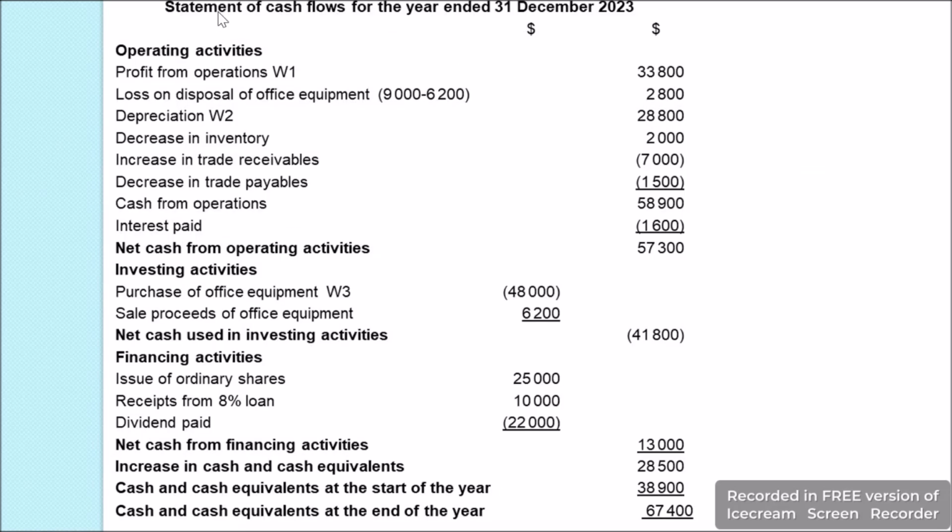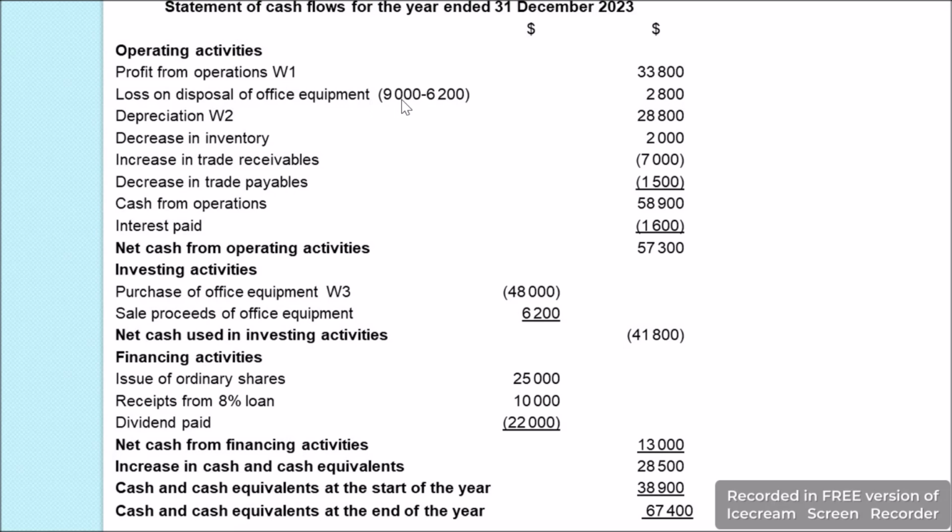Now let's make the statement of cash flow for the year ended 31st December 2023. We'll start with the operating activities, in which we take the profit from operation, which we have calculated in the first working notes as $33,800. Next, loss on disposal of office equipment.